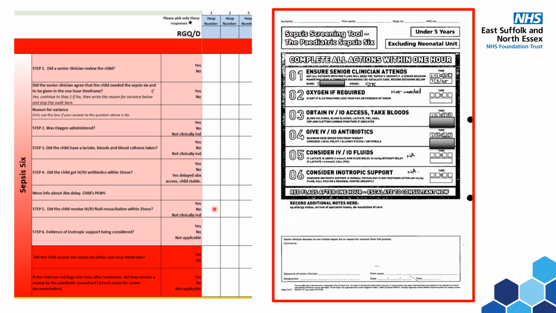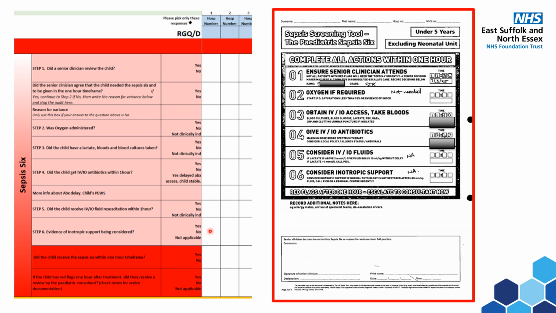So auditing step number 5, did the child receive IV fluid resuscitation within 1 hour? So I can look here that they've actually written that it was not applicable, and that's fine. If the child didn't need the IV fluid, they don't have to. So if they've said that it's not clinically indicated, so I'm going to put in there NA or not clinically indicated.